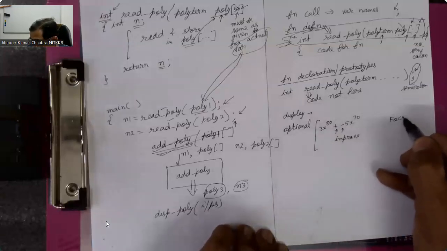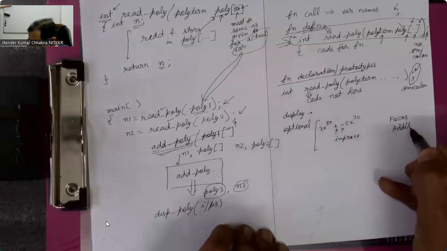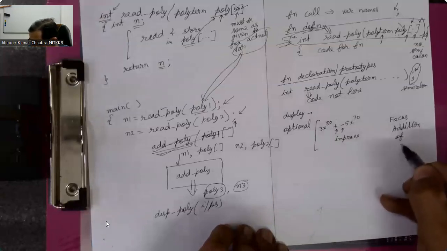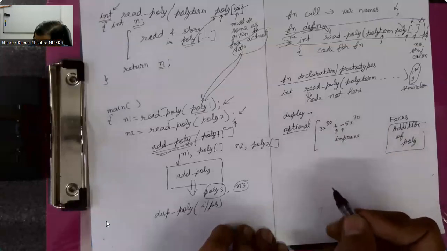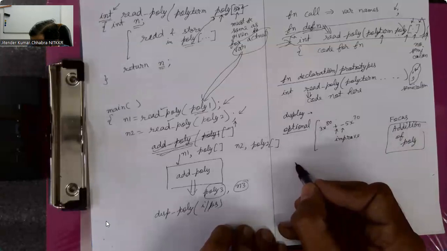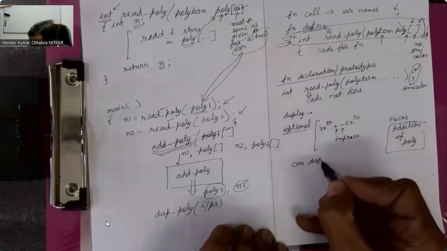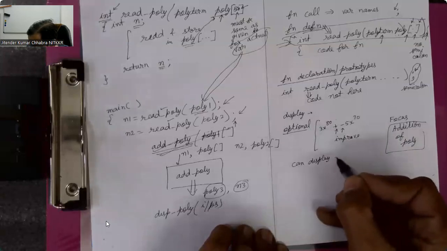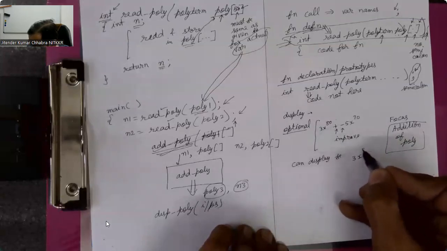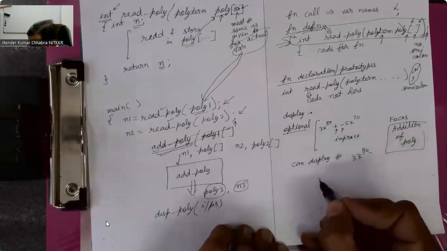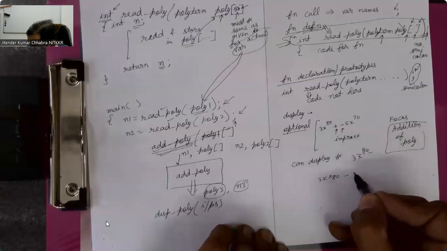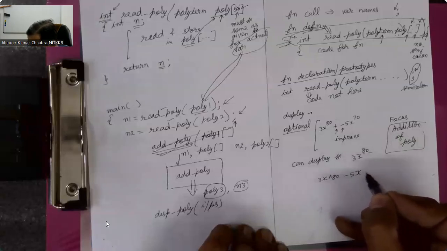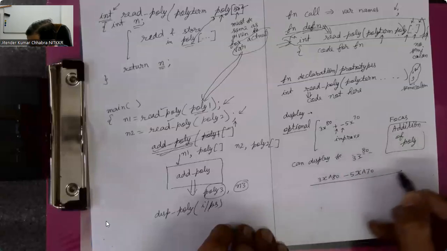The focus is the addition operation which we are targeting. That is our focus, so this must be done. But for better programming, you should think of doing this. Not only that, can you think of making the display even better? Now what we have written, exactly like this, can you display? Effectively, at present what you wrote was 3x cap 80 minus maybe 5x cap 70, but they are in the same line.